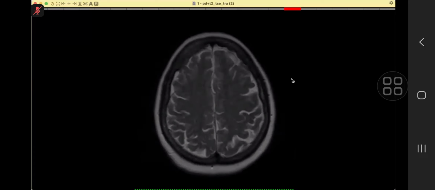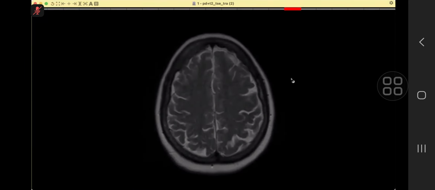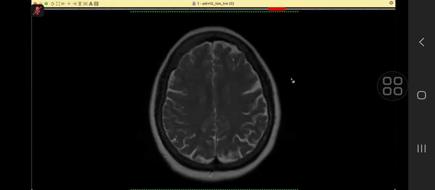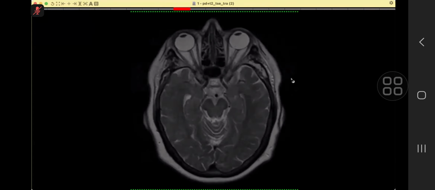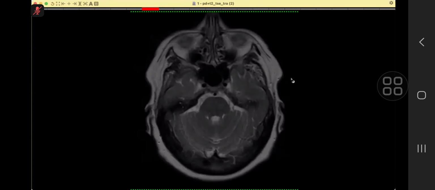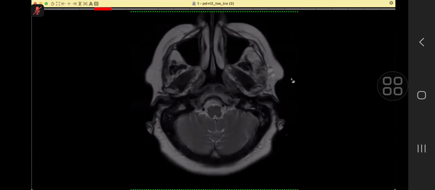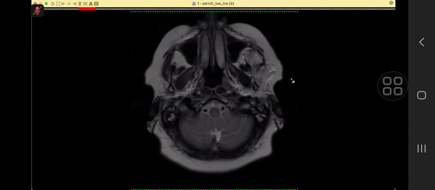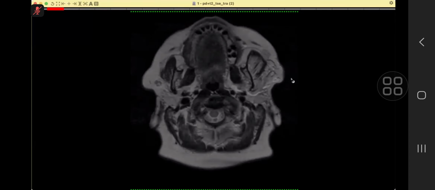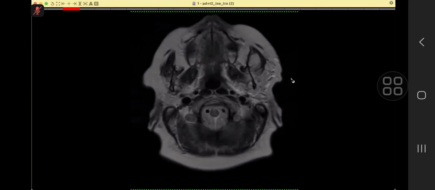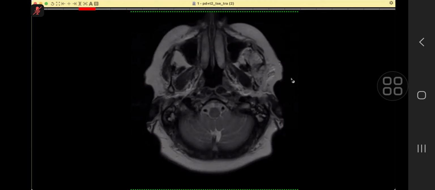Okay. Yes, sir, I'm starting scrolling. So I will take a moment to scroll. This is T2 axial section of a patient with left ear problem. Sorry, sir, I forgot the history. Yeah, so tinnitus. Tinnitus, okay. But you should not be worried about IAM. It was normal.